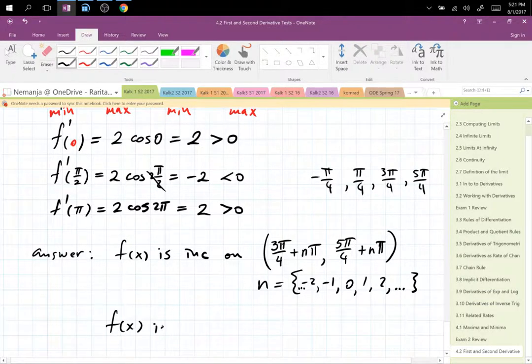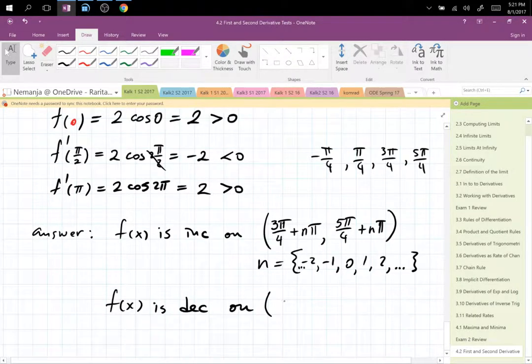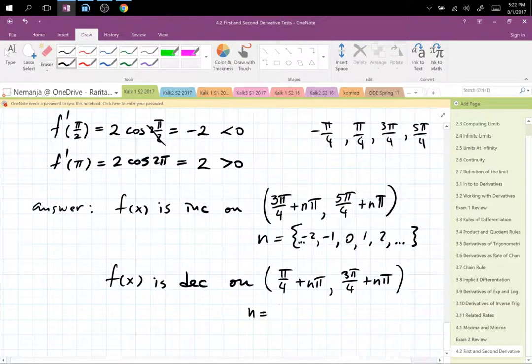F of x is decreasing on pi over 4 to 3 pi over 4. So pi over 4 plus n pi, 3 pi over 4 plus n pi, and then same, so it goes for all integers. So as you can see, for trig, it's a little bit tricky.